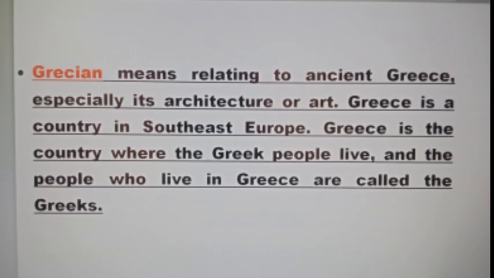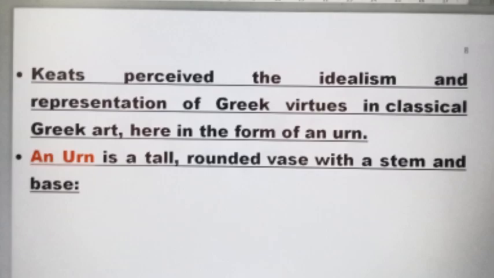A Grecian means relating to ancient Greece or Greek culture, especially its architecture or art. Greece is a country in Southeast Europe. Greece is the country where the Greek people live, and the people who live in Greece are called the Greeks. John Keats perceived the idealism and representation of Greek virtues in classical Greek art, and here it is seen in the form of an urn.